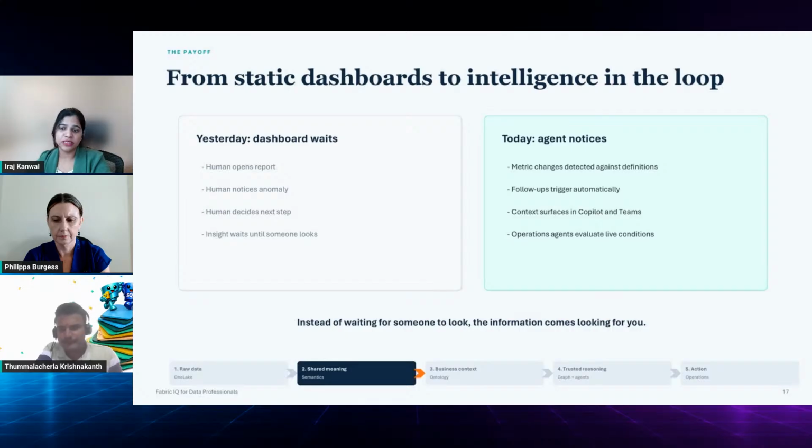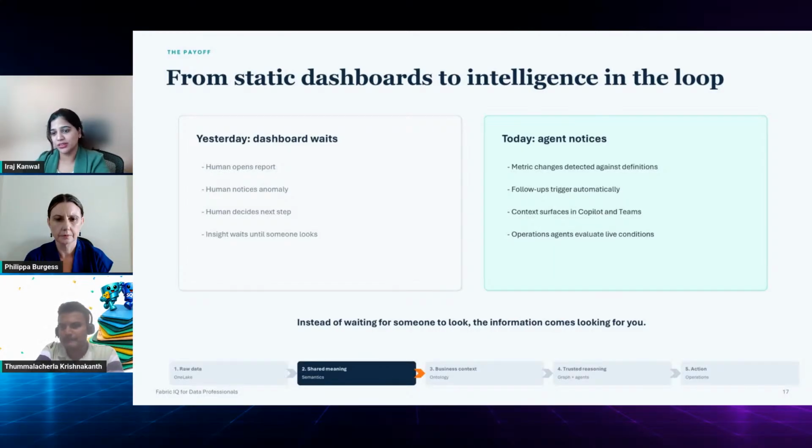To have a static dashboard now turning into intelligence in the loop, this is the payoff: a shift from passive reporting to active intelligence. In the old model, the dashboard just waits. A human has to open it, notice a problem, interpret what it means, and decide what to do. If no one looks, nothing happens.